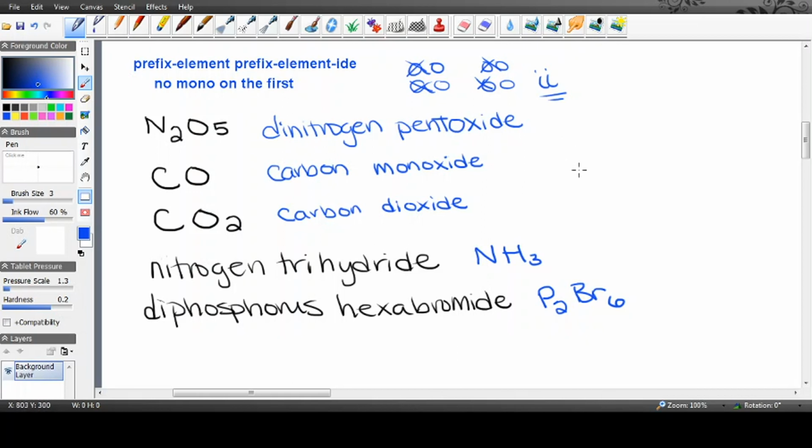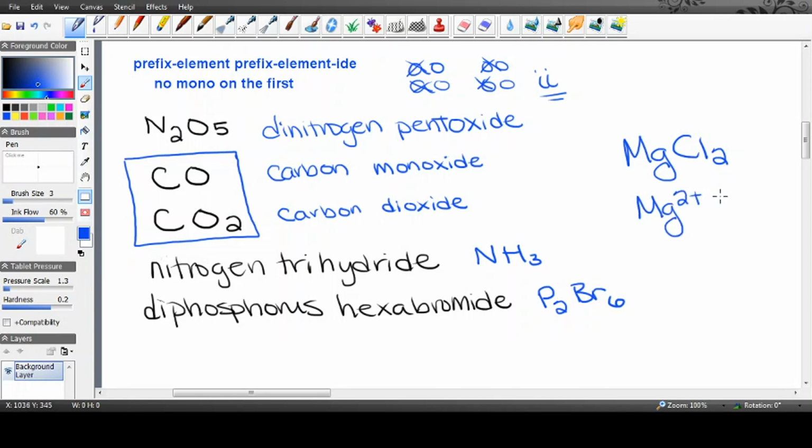ide. And the reason why we use these prefixes in covalent naming, but we did not use them in ionic naming, is because in covalent naming, you can have 2 different versions of a carbon-oxygen-based compound. In fact, you can have many more than 2 versions of it. In an ionic compound, there is no other way to combine magnesium and chlorine. It has to be MgCl2 because the charges have to cancel out. And so this is why the formula is that.